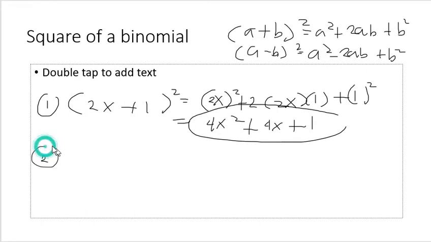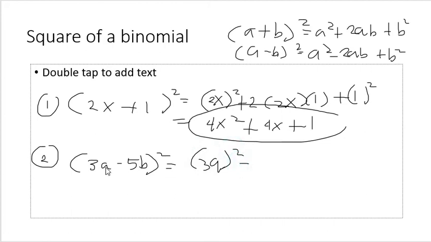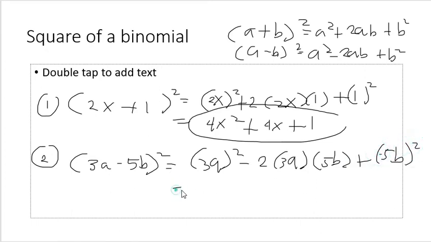Then we have another one. For example, 3a minus 5b, squared. Square the first term, 3a, and it's a minus because it's a minus here. 2 times 3a times 5b. And then square your last term. Your last term is always positive because you square it.